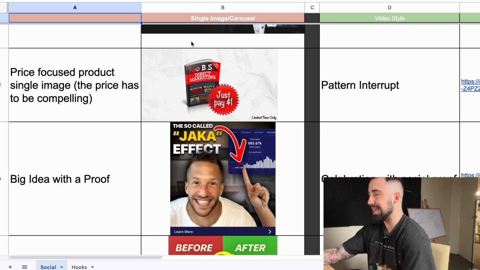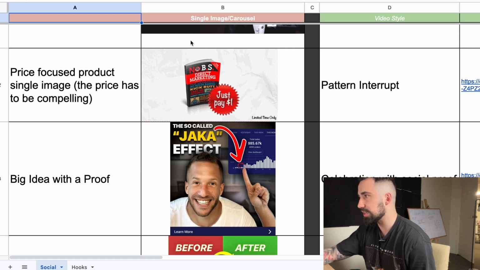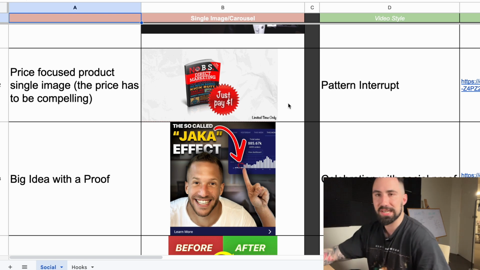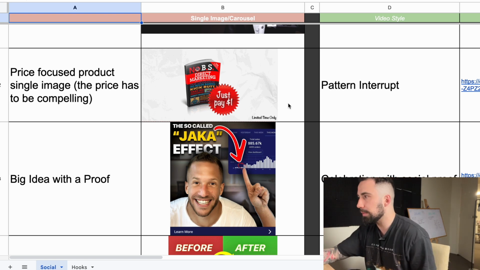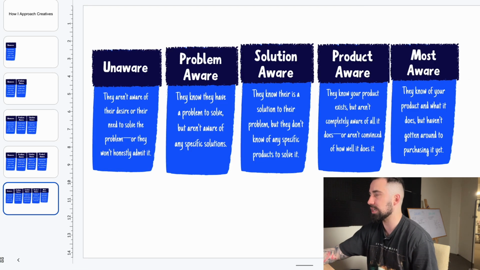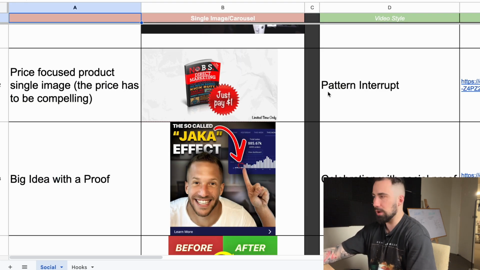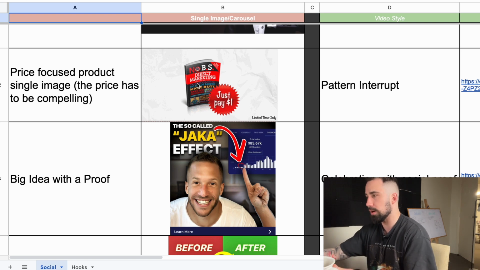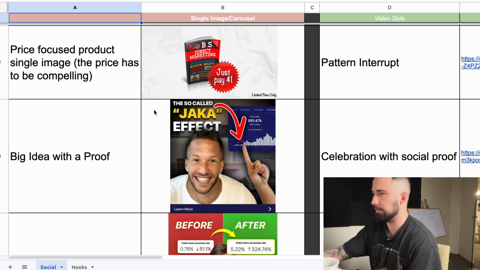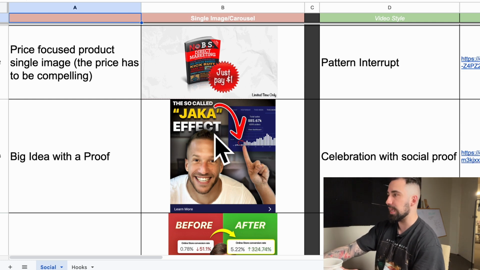So this is actually just giving you the price, and they don't present a solution, they don't present a problem, but this is more of a product aware type of ad. We're aware of the product, this direct no BS newsletter marketing course or ebook, whatever the case may be, and price focus. This works really well.